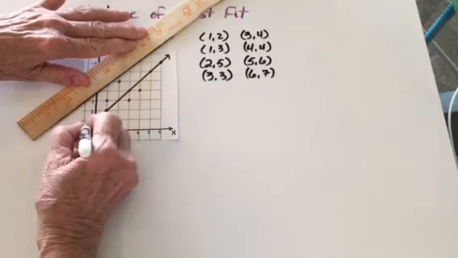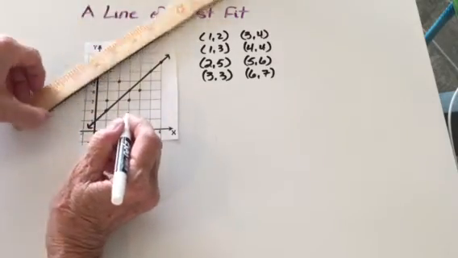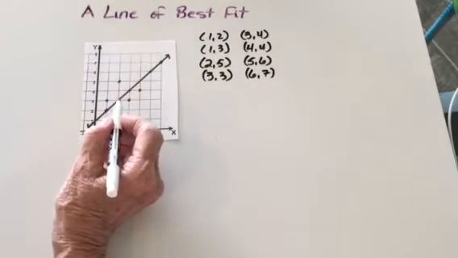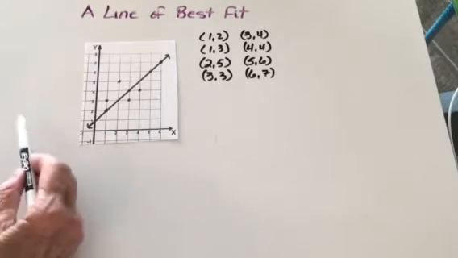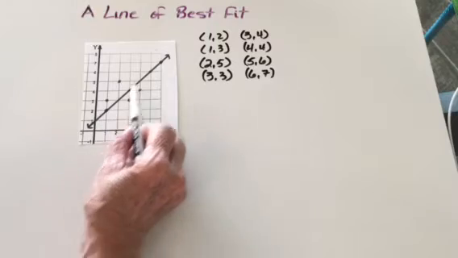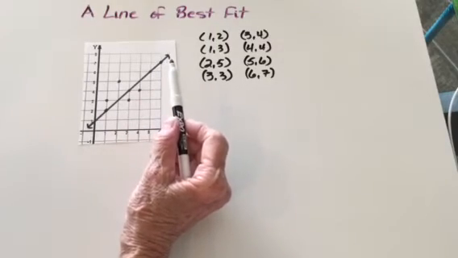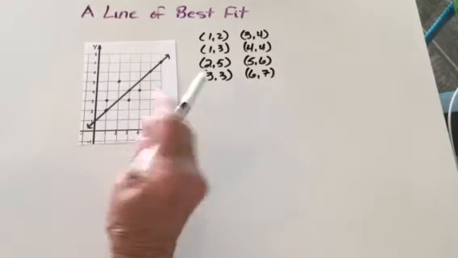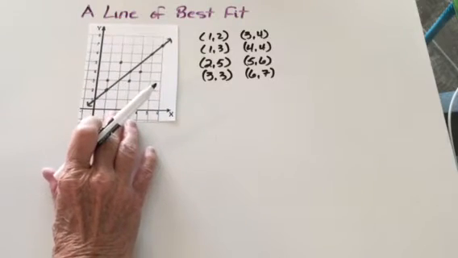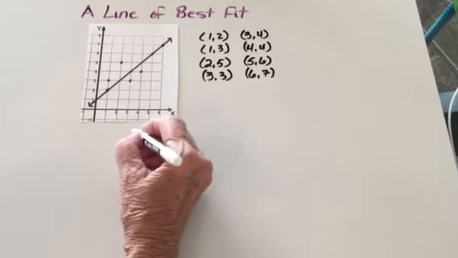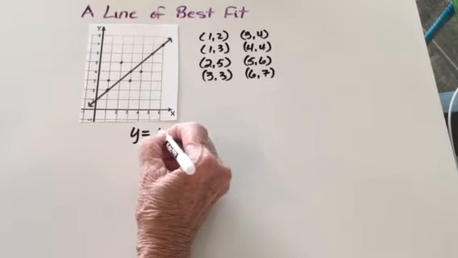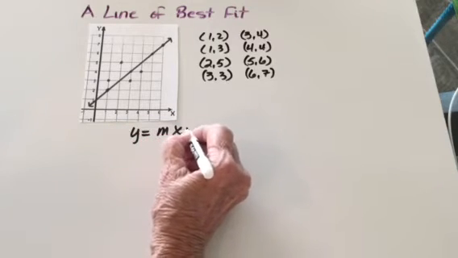Is that a positive line or a negative line? It's positive, isn't it? It's going up. When we start reading it from left to right, we hit that line, and it goes up. So it's a positive line. Well, how do we figure out how to name that? Remember, we have y equals mx plus b.